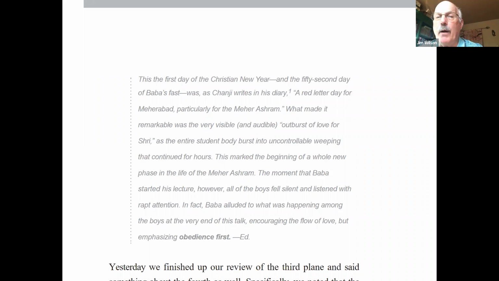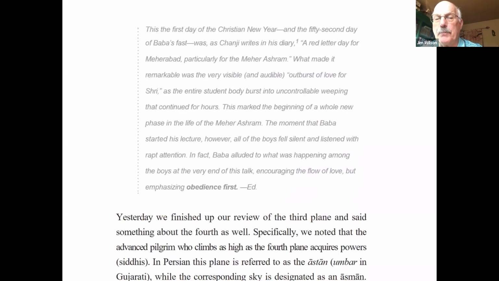The moment that Baba started his lecture, however, all of the boys fell silent and listened with rapt attention. In fact, Baba alluded to what was happening among the boys at the very end of this talk, encouraging the flow of love, but emphasizing obedience first.